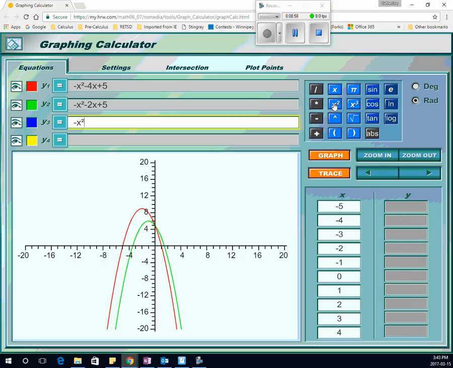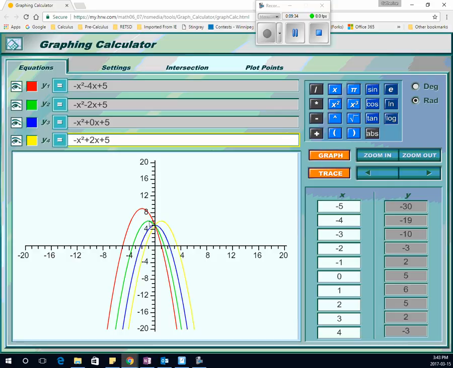X squared, and we're not going to have a B, we have 0 there, so if you want, you can put plus 0x, but you don't need to. You can just leave it blank. Plus 5. So it's moving. And then the last one, negative x squared plus 2x. Moving more. So what's going on here?